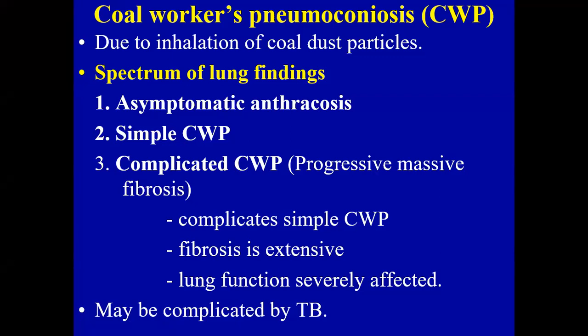نجي على الكول worker pneumoconiosis. This is occurred due to the inhalation of coal dust particles. It is either asymptomatic anthracosis, احنا تجمع or accumulation of the carbon called anthracosis. It is either cause asymptomatic anthracosis or simple cool worker pneumoconiosis or complicated type اللي هو progressive massive fibrosis. اللي هو يكون أما complicate simple cool worker pneumoconiosis or fibrosis is extensive and the lung function severely affected. هذا الcool worker pneumoconiosis may be complicated by TB اللي هو يكون secondary TB.